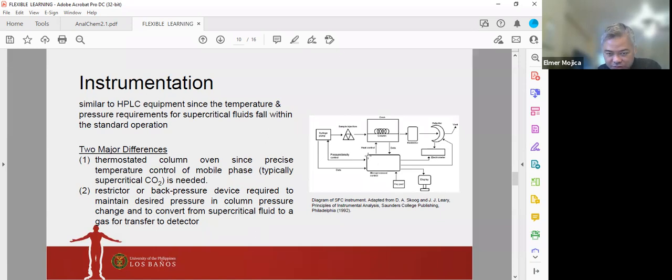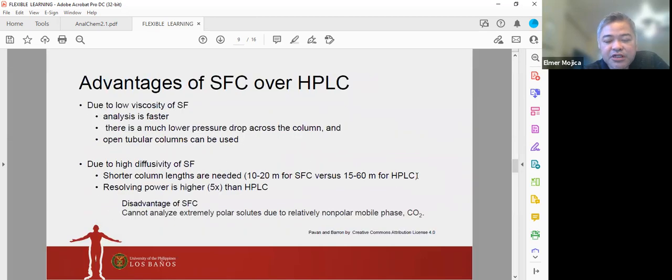So it's similar to the HPLC equipment that you have. There's a column, a sample injector, and a syringe pump. You have some sort of microprocessor control, and then you have the recorder, which is similar to HPLC. I think the video shows the diagram of the SFC.